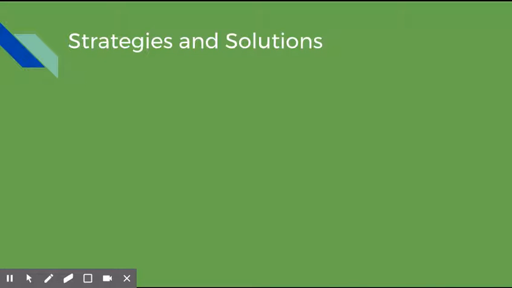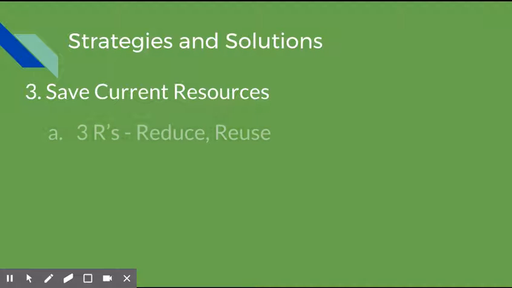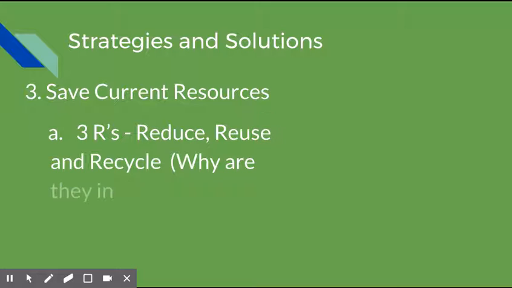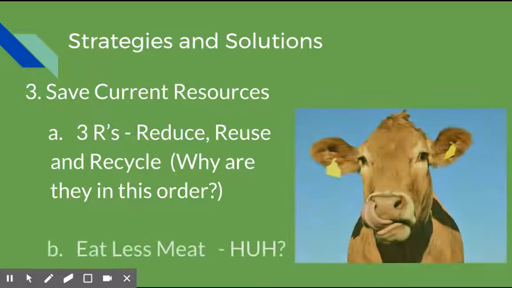A final thing that humans can do is work to save the resources we already have. Easy, the 3 R's: reduce, reuse, and recycle. Question for you: why are they in this order? Reduce is the best, then reuse, and then recycle. And we can talk about that some other time, but that's the order that they go in.